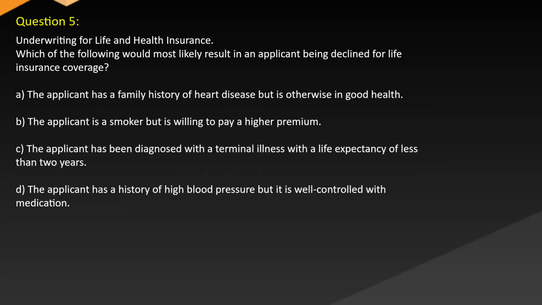Question 5. Underwriting for life and health insurance. Which of the following would most likely result in an applicant being declined for life insurance coverage? A. The applicant has a family history of heart disease but is otherwise in good health. B. The applicant is a smoker but is willing to pay a higher premium. C. The applicant has been diagnosed with a terminal illness with a life expectancy of less than 2 years. D. The applicant has a history of high blood pressure but it is well controlled with medication.